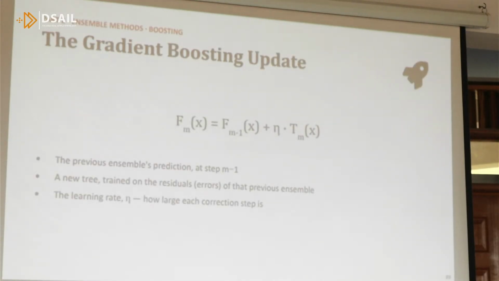So this is what it looks like. If we do step m-1, the next step m will be, where f of x is the function at that step. We take f at the previous step, then add a learning rate times the output of the new tree based on x, which is trained on the residuals, or the errors, of the previous ensemble. So it's sort of building on top. At every step we are building, it's recursive, ideally.